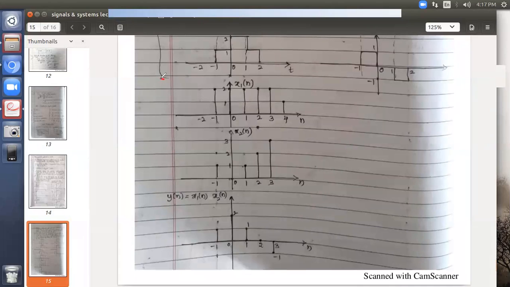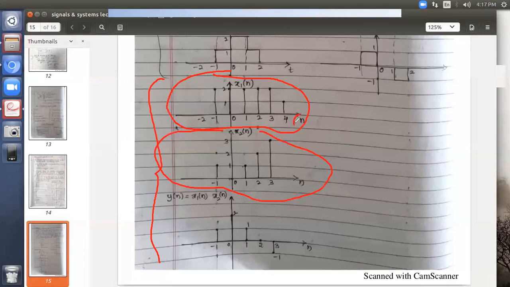This is the problem wherein x1 is given in this manner, with some amplitude values at 0, 1, 2, 3, 4. They have amplitudes 2 and 1. Then at -1 also 2. This is the first signal, and this is your second signal. Horizontal indicates time; as it is discrete time, take small n. These vertical lines indicate the signals x1 and x2. Draw x1 and x2 one below the other.